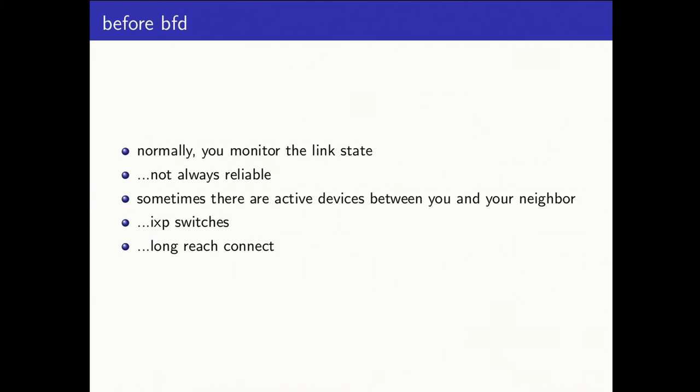Or there may be active devices in the path between you and your neighbor. A common case would be if you're at an internet exchange and you're connected to the switch at the IXP, and your neighbor that you want to talk to is connected to either the same switch or even a different switch at that IXP. Or you have a long reach dark fiber cable between you and them, and there are active paths in the middle that will always show you link state.